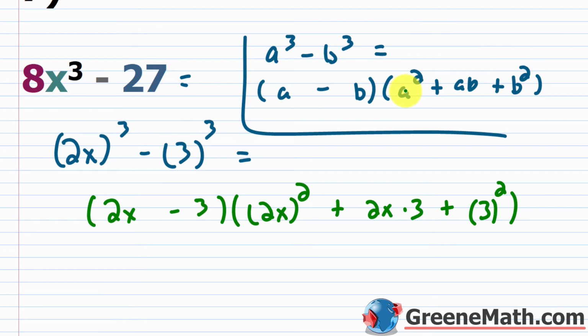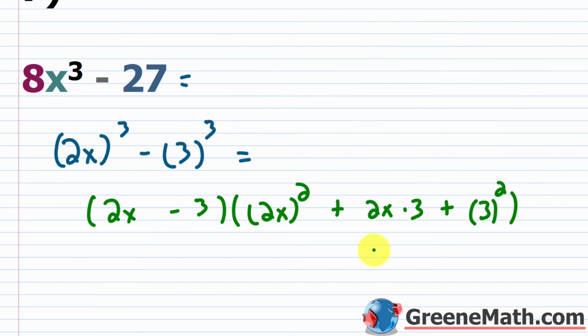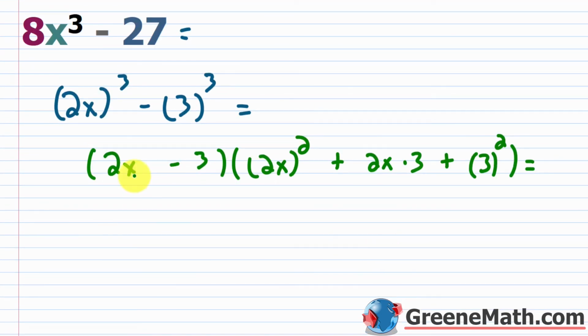Okay, so from here, let me just erase this. From here, I can just simplify. Let me put equals. Let's scroll down a little bit. So from the first part here, I don't really have to do anything. I'm just going to leave this quantity 2x minus 3.